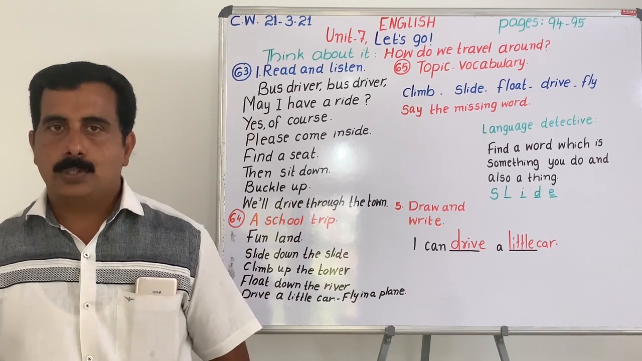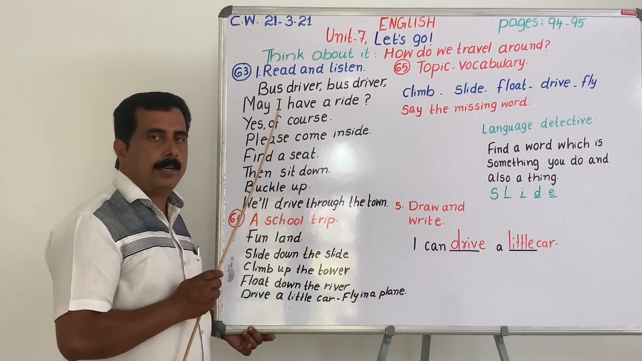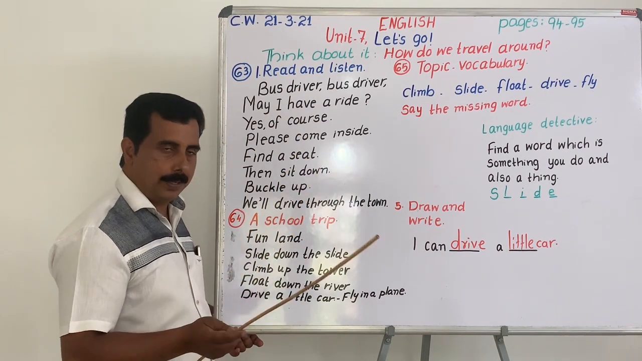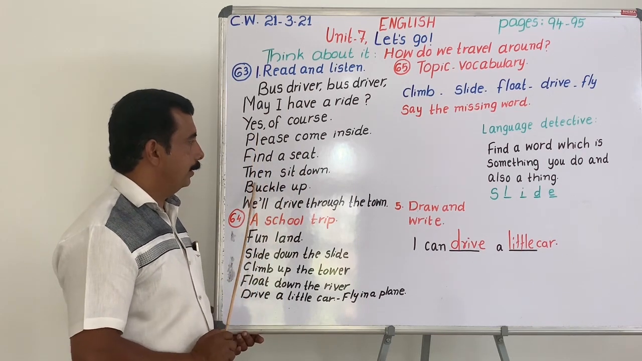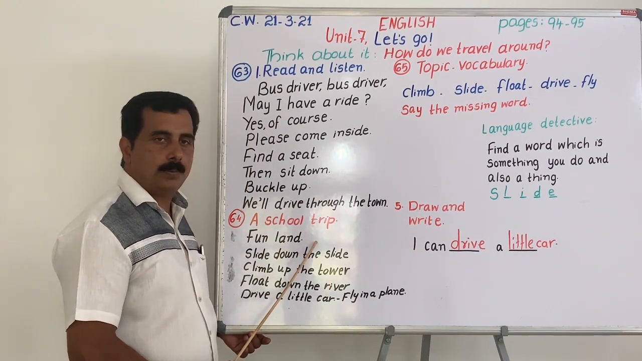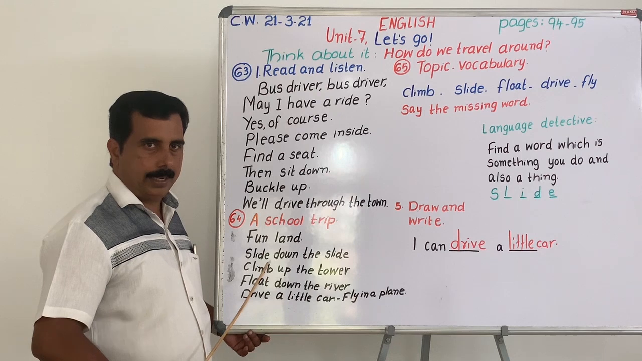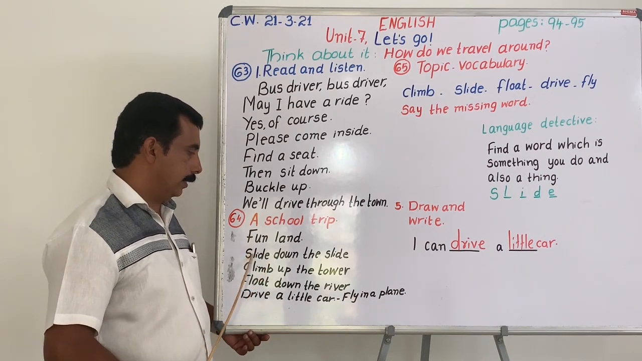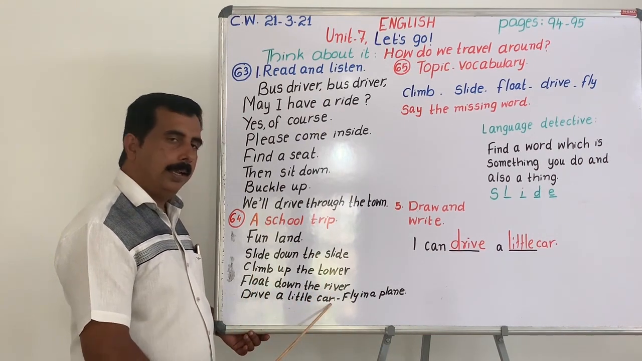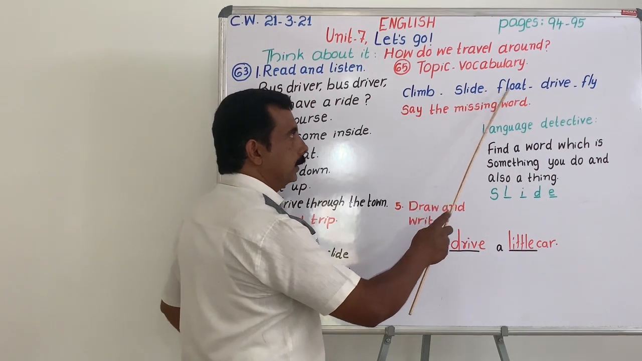Okay, children. Clear? So anyhow, today we have seen a new lesson, Unit 7, the name of the lesson, Let's Go. We have started our class with a beautiful poem about a bus driver. Bus driver, may I have a ride? Yes, of course. Please come inside, find a seat, then sit down, buckle up, we will drive through the town. Okay, then the teacher took you on a small trip and you went to Fun Land and you noticed all these rides there. Which were the rides and the activities? Slide down the slide, climb up the tower, float down the river, drive a little car, fly in a plane. And new vocabulary words like climb, slide, float, drive, fly.